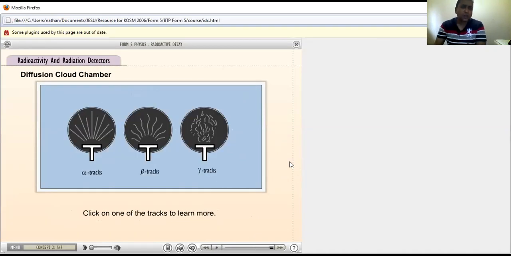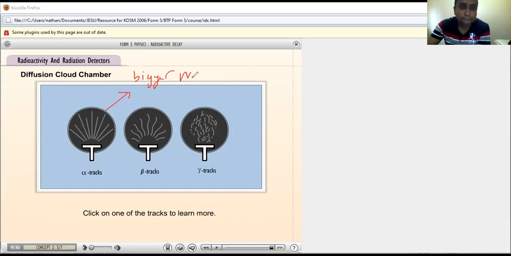Now, what they will ask you is not how the working principle works, as I told you earlier, but why alpha, beta, gamma have different patterns. If you look at alpha, the lines are straight, but beta is a bit crooked. Why are alpha's lines straight? Because they have bigger mass. With a bigger mass, when they travel, they are not easy to deviate. But beta can deviate easily because of collision. They start to move haywire like that.